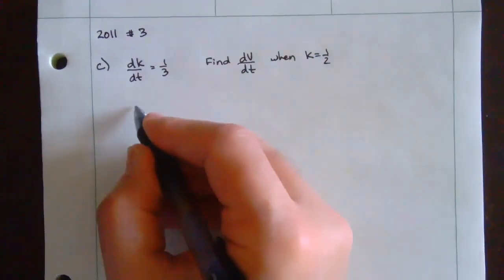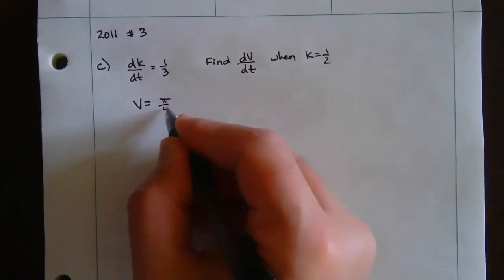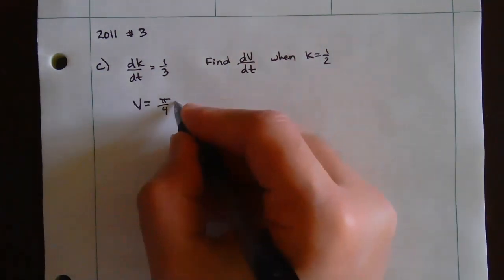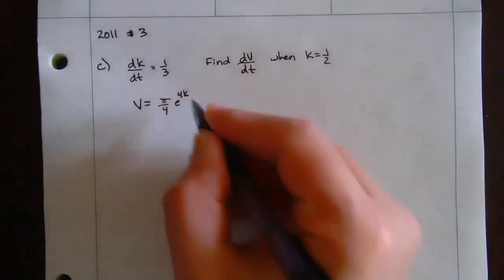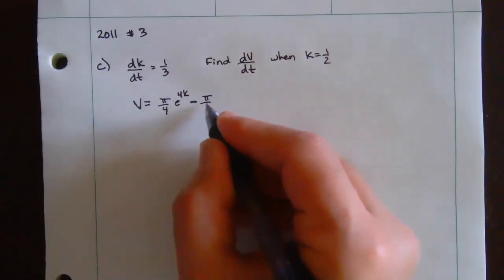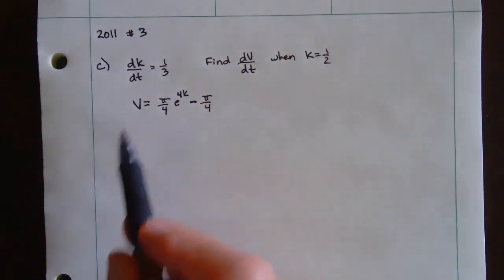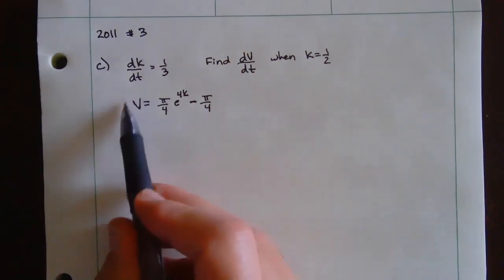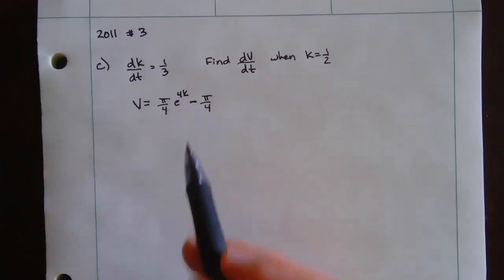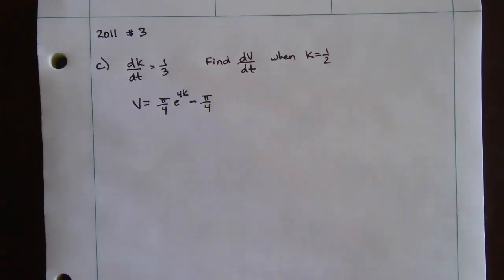Now we also have V, right? So what was V? V was pi over 4, and I'm getting that from part B, pi over 4 e to the 4k, and then minus pi over 4. So all I need to do is take the derivative with respect to time. Now, what am I going to pick up on this left-hand side? I'm going to pick up dV dt. Over here on this right-hand side, because it's in terms of k, I'm going to also pick up a dk dt, right? And that's why we need this dk over dt is equal to 1/3.